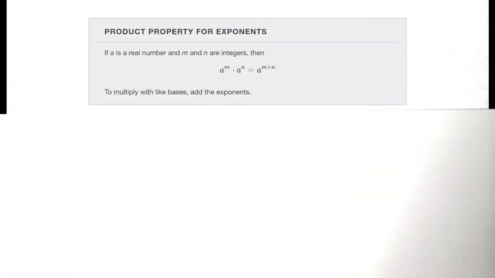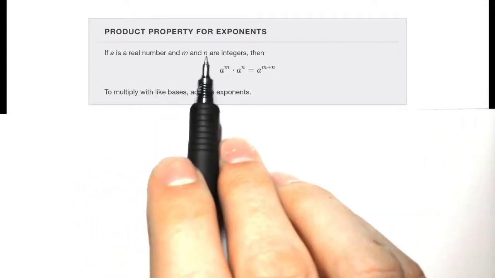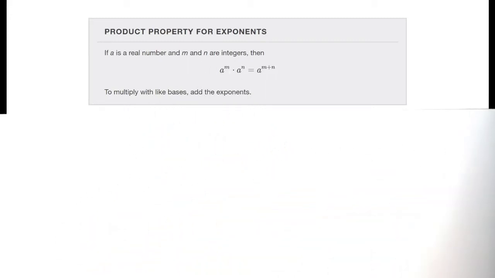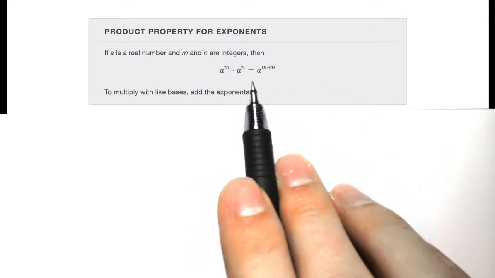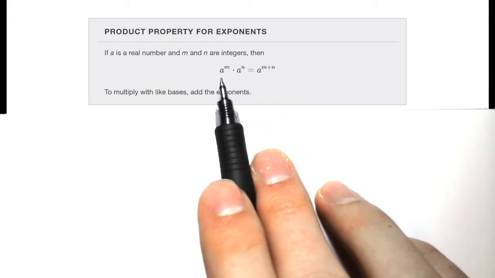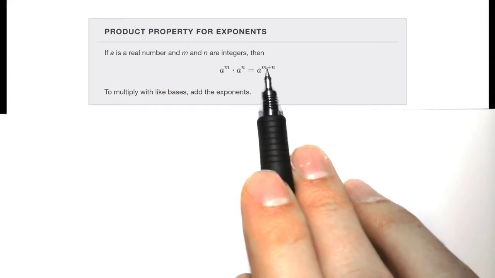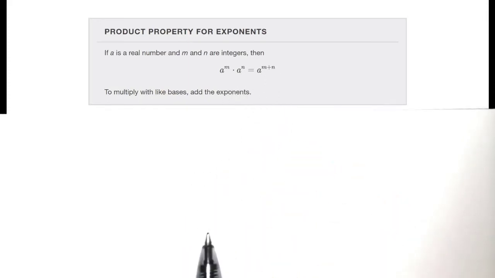The first property is the product property. If a is a real number and m and n are integers, numbers like 1, 2, 3, 4, 5, 6, the counting numbers, or 0, or the negative counting numbers, then we have this property. It says that if we're multiplying a to the m times a to the n, that's the same as a to the m plus n. Multiplying is the same as adding the exponents.